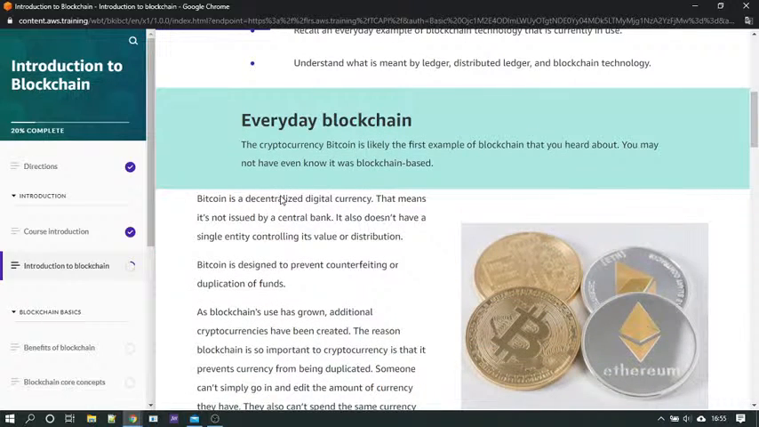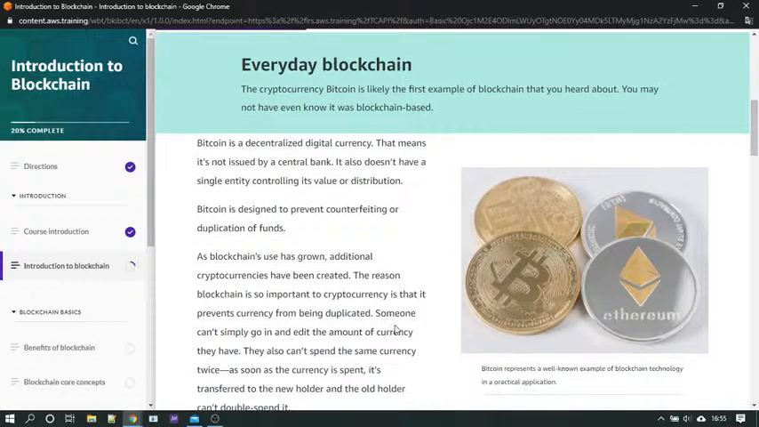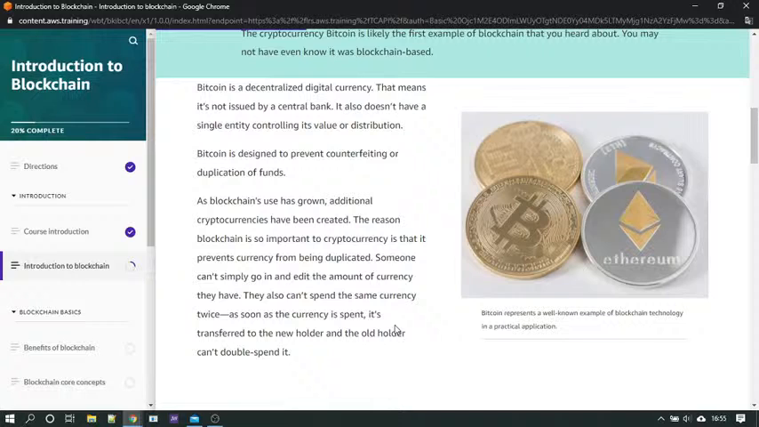Everyday blockchain. The cryptocurrency Bitcoin is likely the first example of blockchain that you heard about. You may not have even known it was blockchain based. Bitcoin is a decentralized digital currency. That means it's not issued by a central bank. It also doesn't have a single entity controlling its value or distribution. Bitcoin is designed to prevent counterfeiting or duplication of funds.